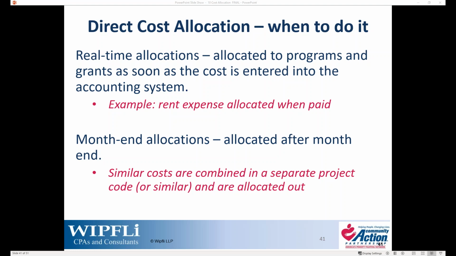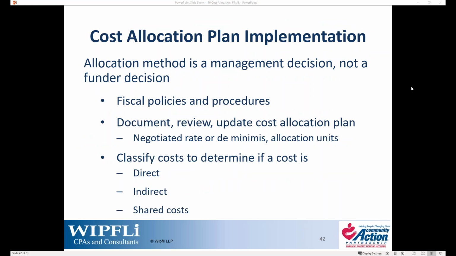Month-end allocation says that you would pool these similar costs and then allocate out this total pool at the end of the month. So when I pay rent, it goes into the occupancy pool. When I pay utilities, it goes into the occupancy pool. Insurance goes into the occupancy pool. And then at the end of the month, I make one allocation to all of my different programs. Either one of those methods is allowable. It's just whatever works for you, and looking at your accounting system to say what makes the most sense.